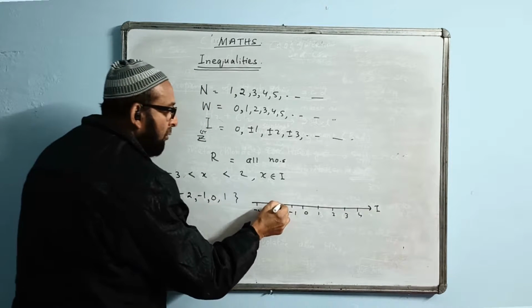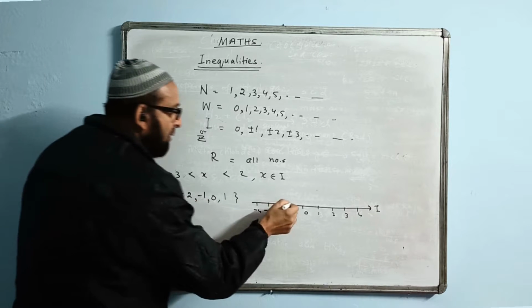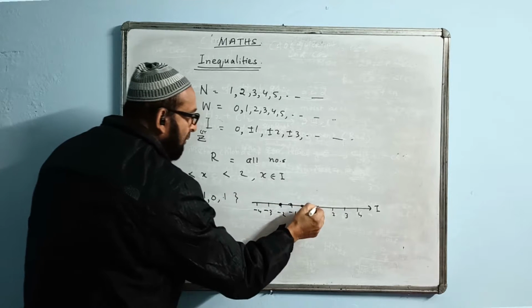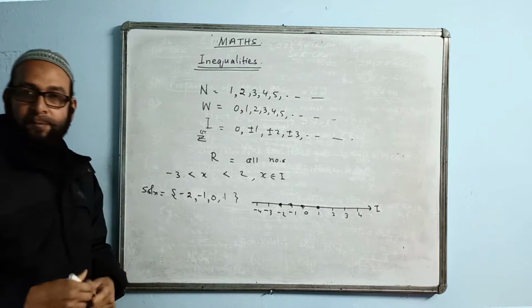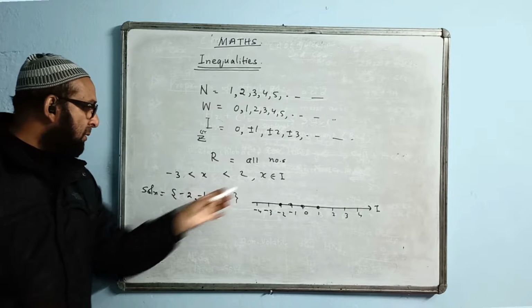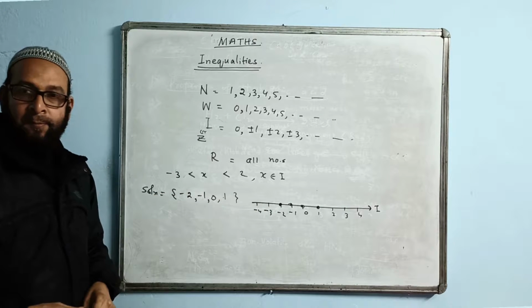-2 is the answer, we will put a dot on -2. -1 is the answer, we will put a dot on -1. 0 is the answer over here. 1 is the answer, we will put here. Finished. This is the number line for this answer, and this is the solution set.